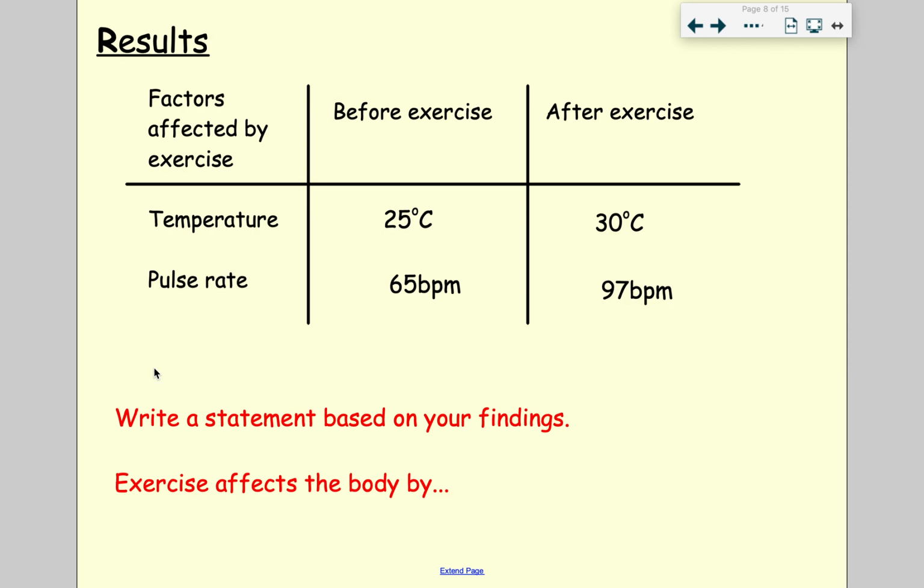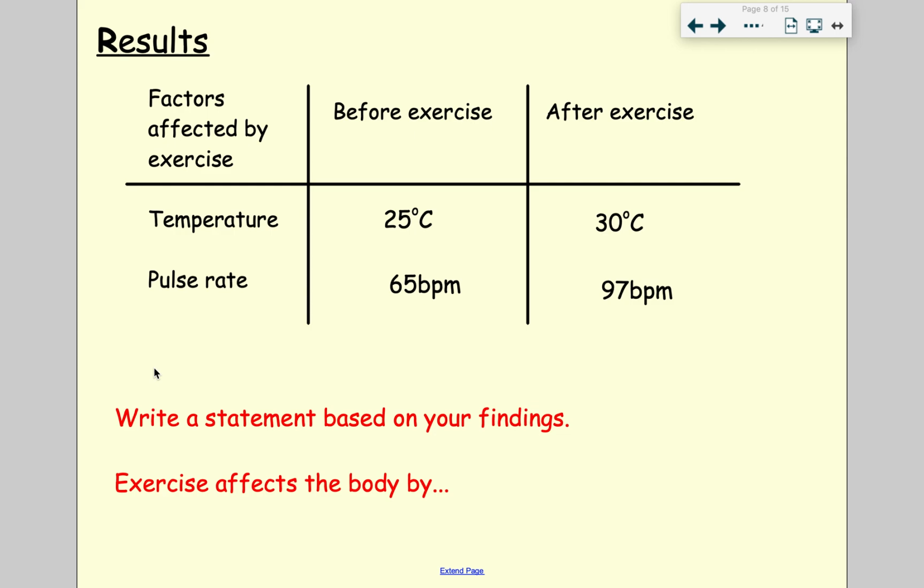I'm just going to give everyone a set of results. So we've got a temperature before exercise and a temperature after exercise. We've got a pulse rate measured in beats per minute, so that's how many times the heart is beating per minute. And we've got before and after.